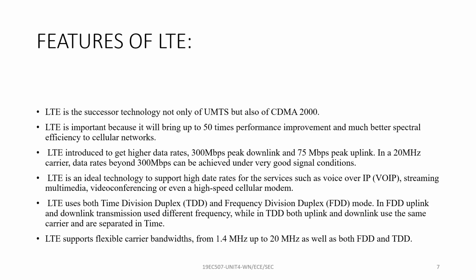And this in fact introduced us to higher data rates, specifically around 300 Mbps peak downlink and 75 Mbps peak uplink. This serves as an ideal technology to support high data rates for services like VoIP, voice over IP, streaming multimedia without any hindrance, video conferencing without even a single hitch, or even a high-speed cellular modem. And this LTE deploys both TDD as well as FDD, time division duplex as well as frequency division duplex mode.